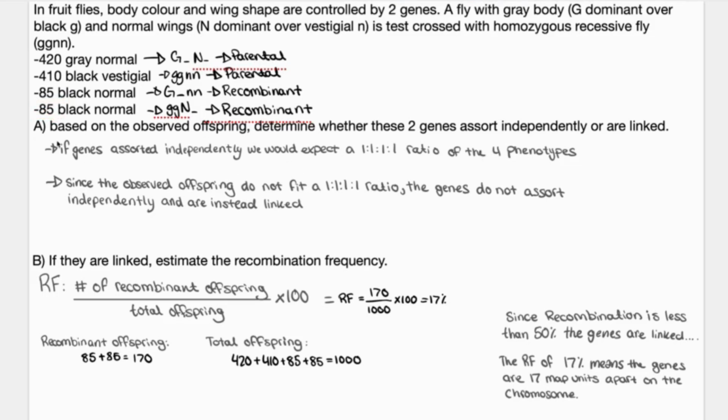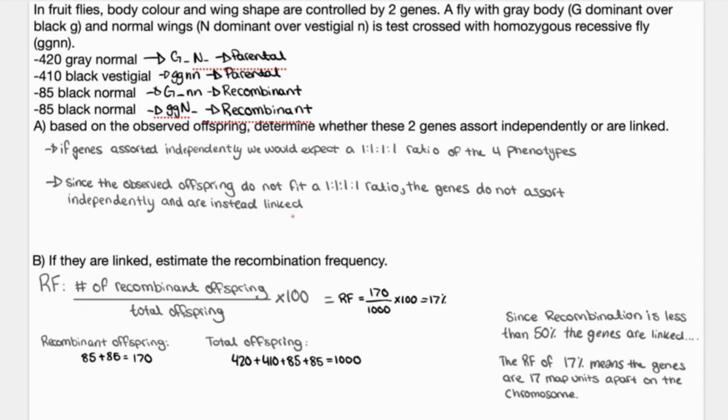Question A is asking, based on the observed offspring, determine whether these two genes assort independently or are linked. And to figure that out, we just need to know if the genes assort. If the genes assorted independently, we would expect a 1:1:1:1 ratio of the four phenotypes. Since the observed offspring do not fit a 1:1:1:1 ratio, the genes do not assort independently and are instead linked.